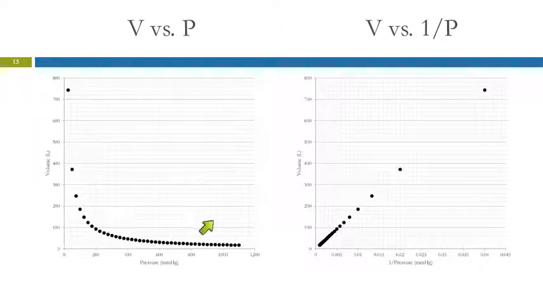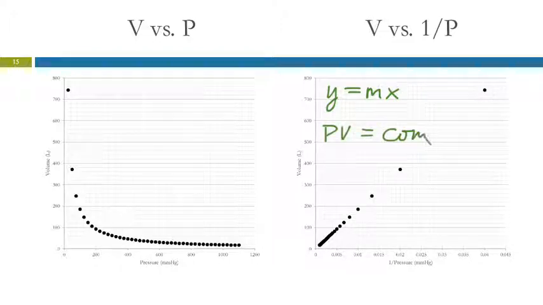So here's volume versus pressure. It's that curve. If we graph volume versus 1 over the pressure, we get this really nice straight line. The intercept is 0, and so we can describe that line as y equals mx, where x is 1 over P. And so that's what leads us to pressure times volume is equal to a constant. That would be the slope.